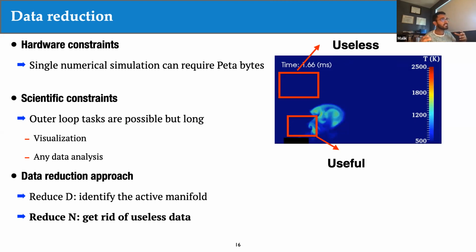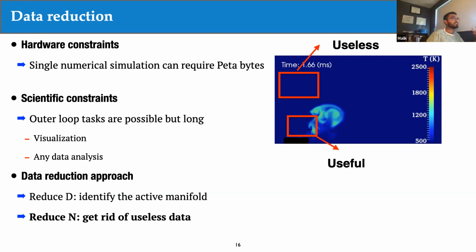And you have two ways of doing this. Either you can reduce the dimension of your system, and we have many methods for this. In combustion, we talk about identifying the active manifold, but this is what it means: dimension reduction. Or you can tackle the one that generates the most data, the n, the number of data points. And reducing n means getting rid of useless data.